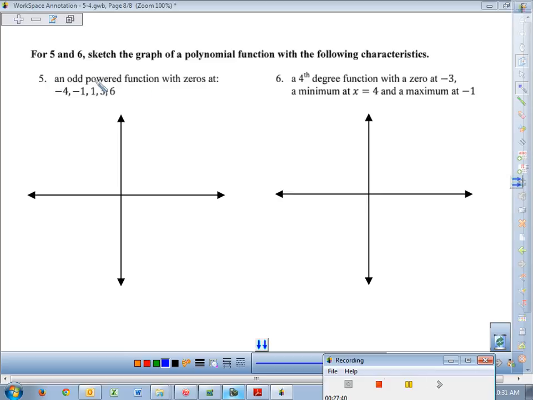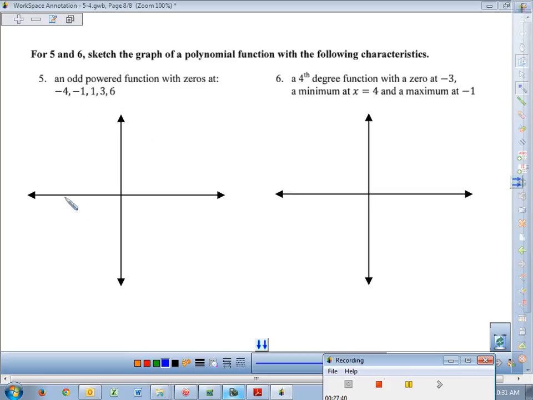They say on 5, it wants to be an odd-powered function. So here's basic criteria that has to happen. Odd-powered function. Where are the ends going? Same direction or different directions? They're going to go different, right? If the first one starts going up, the other one's got to end going down. And they say we need zeros at these particular places, right? So this is where it crosses the x-axis.